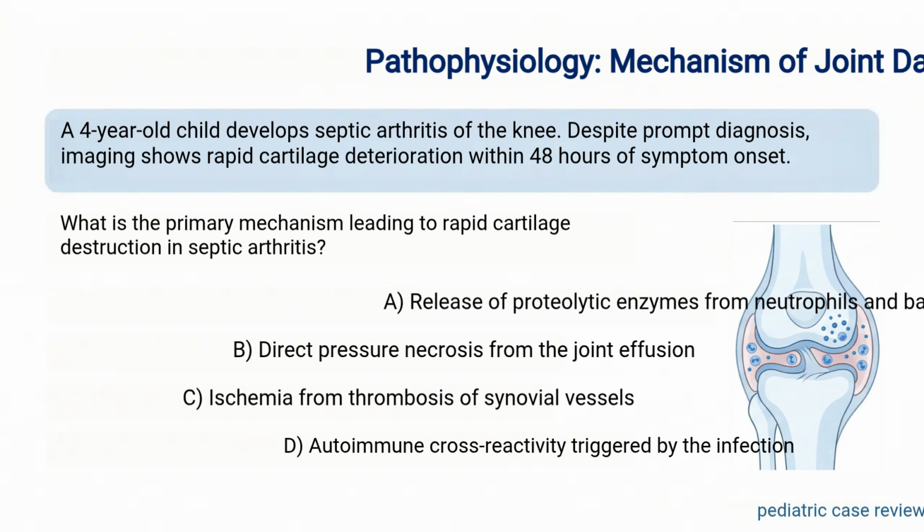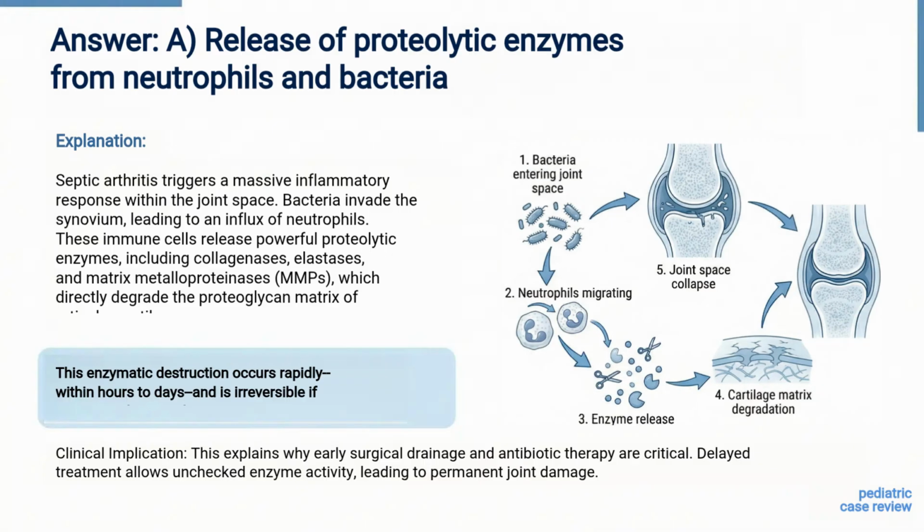Option D, autoimmune cross-reactivity triggered by the infection. The correct answer is option A, release of proteolytic enzymes from neutrophils and bacteria. Septic arthritis triggers a massive inflammatory response within the joint space. Bacteria invade the synovium, leading to an influx of neutrophils.